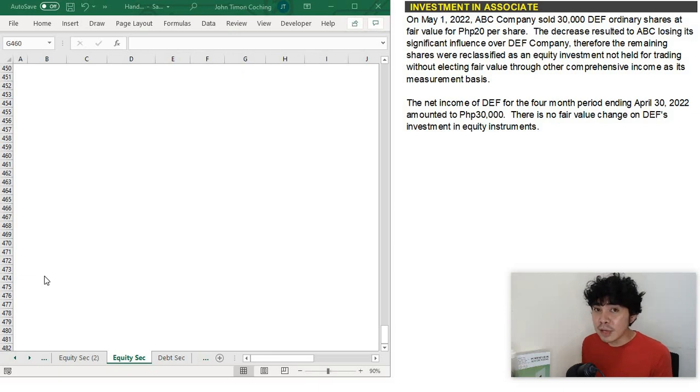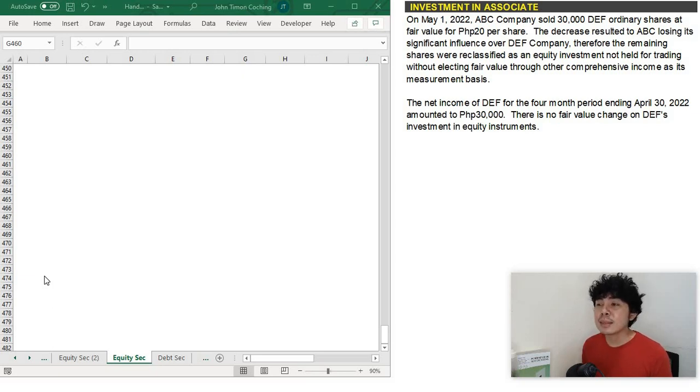At i-reclassify natin siya at ano ang reclassification na gagamitin natin, again, based sa ating business model. Ang sabi rito, yung remaining shares daw will not be held for trading pero hindi inelect ni entity yung FVOCI. So, ang gagamitin natin instead is FVPL. So, siya ay fair value through profit or loss. Tapos, the net income of DEF for the 4-month period ending April 30, 2022 amounted to 30,000 pesos. So, sabi niya, there is no fair value change on DEF's investment in equity instrument.